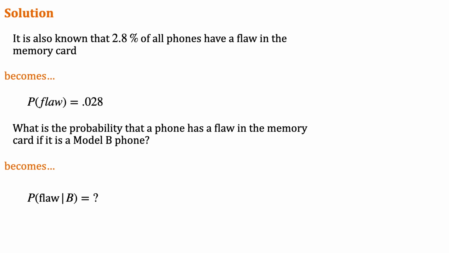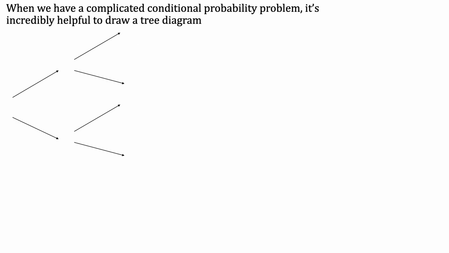Okay. So, how are we going to go about doing this? When we have a complicated conditional probability problem, I think it's incredibly helpful to draw a tree diagram. And the tree diagram always starts out with 2 branches.